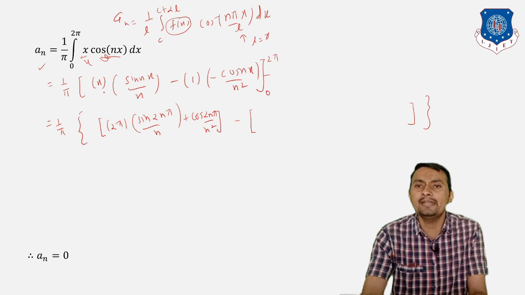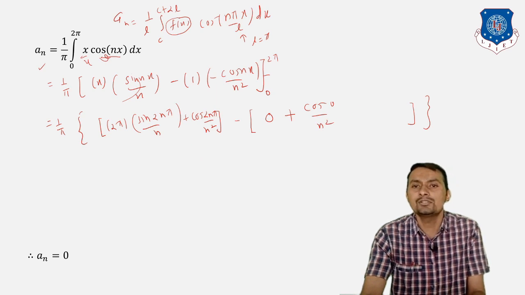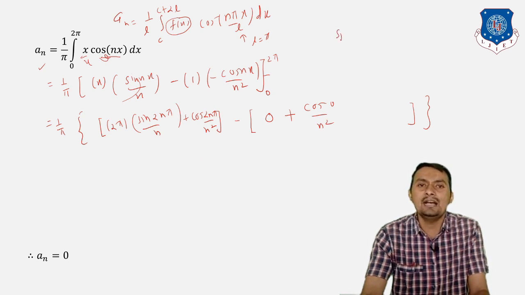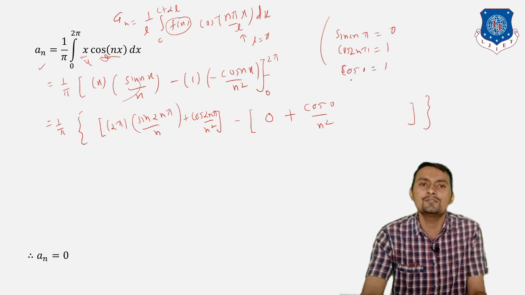And minus, if I put x is equal to 0, this is going to be exactly 0, so I put 0 here. Minus minus plus cos 0, divided by n square. As we know, sine 2n pi is always 0, cos 2n pi is always 1, cos 0 is 1, and sine 0 is 0.